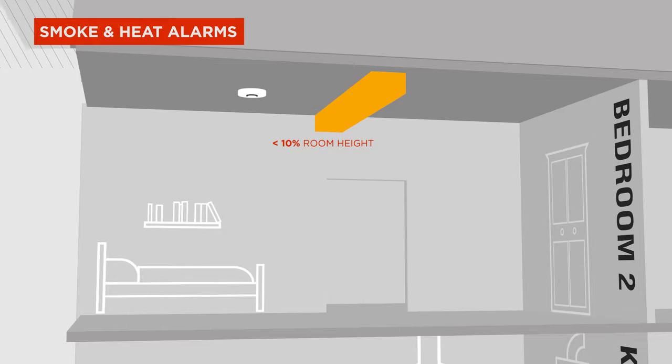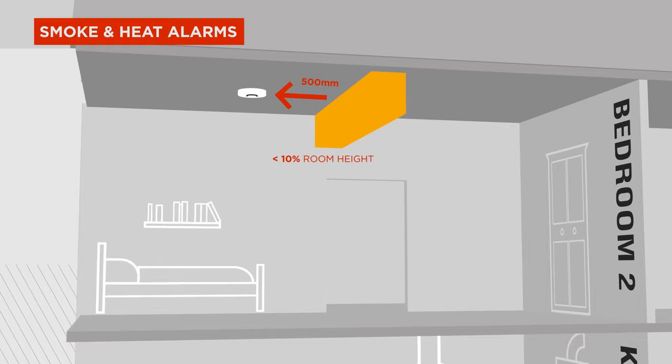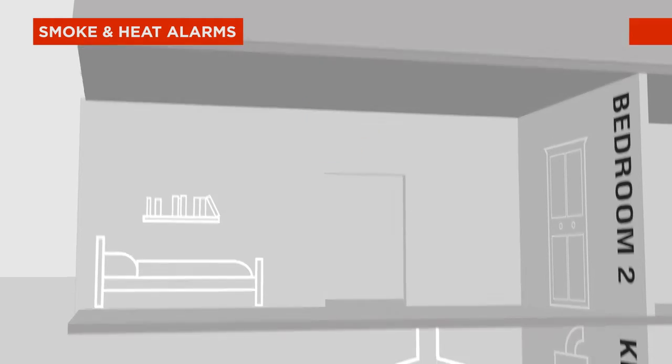Beams that are less than 10% of the room height, site twice the depth of beam or 500 mm, whichever is less away from the beam. Where the beam is more than 10% of the room height, site on both sides of the beam. If it is less than 600 mm deep, site on the underside of the beam.